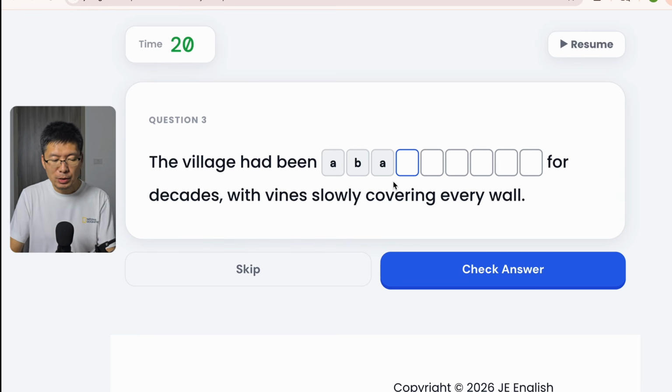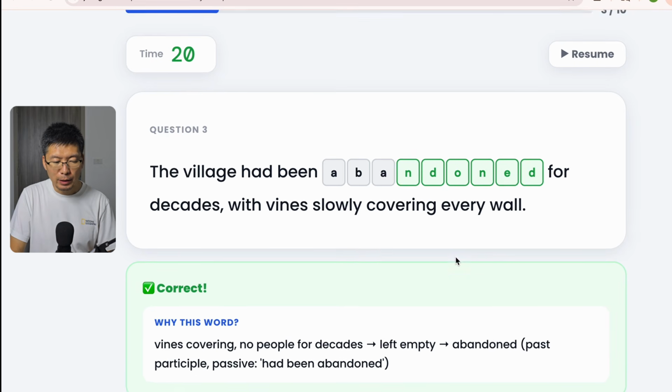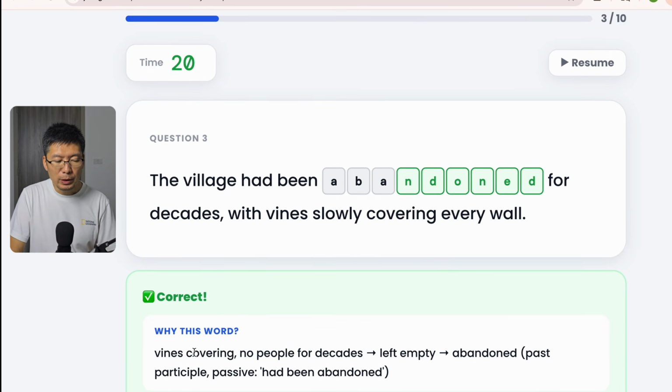Okay, the answer is abandoned. Okay, check the answer. So why this word? Vines covering, no people for decades, left empty, right? So left empty, and based on the first 3 letters, we know it's abandoned. Okay, have you answered correctly?